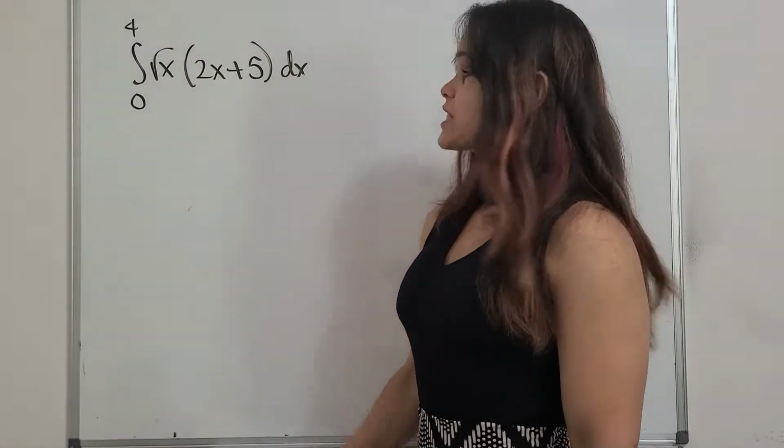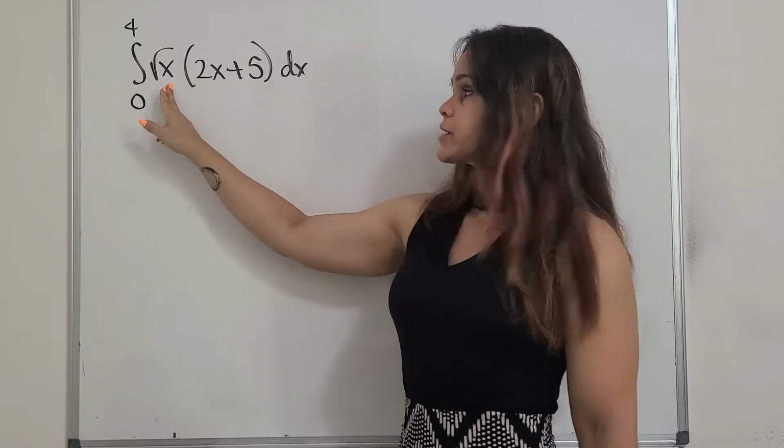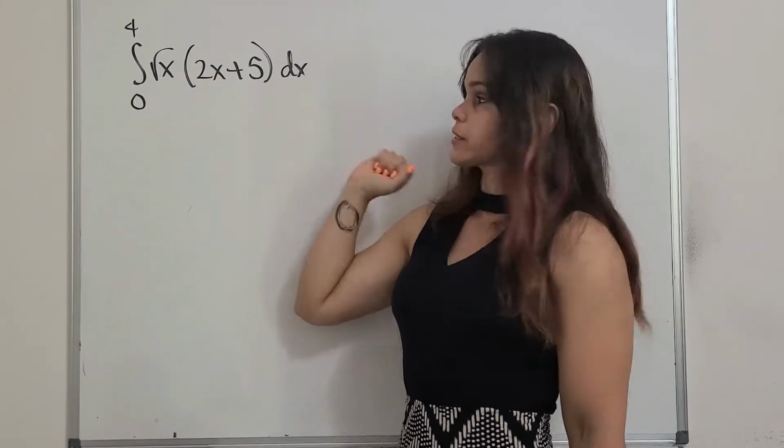Let's continue with this example. We have the integral from 0 to 4 of the square root of x times 2x plus 5 dx. Okay?